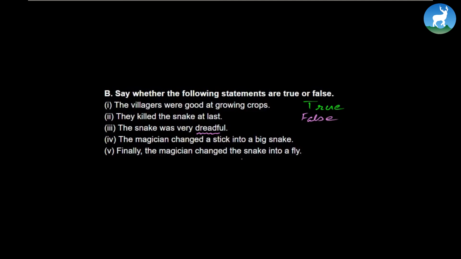Now, let's look at the question and answer. Shall we? Number A, answer these questions. Before we began the reading passage, remember I gave you work, observe the picture and write about it in your own words. Okay, so there's one more question to it.